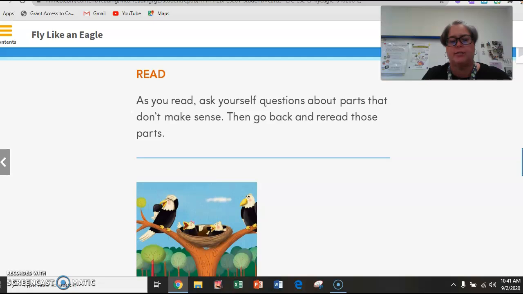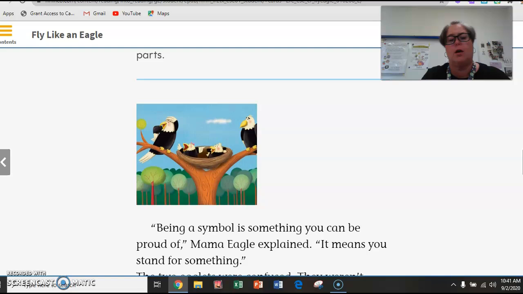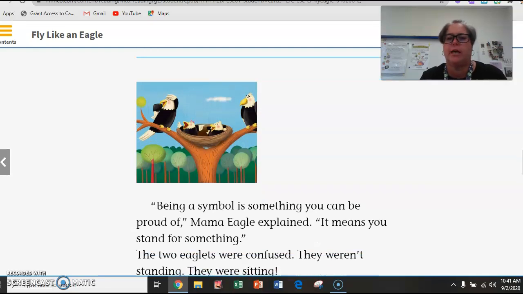As you read, ask yourself questions about parts that don't make sense. Then go back and reread these parts. So if you get to a part in the story you don't understand, you can always go back and reread. That's always a good tip.